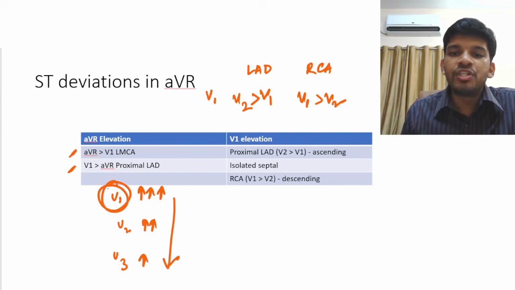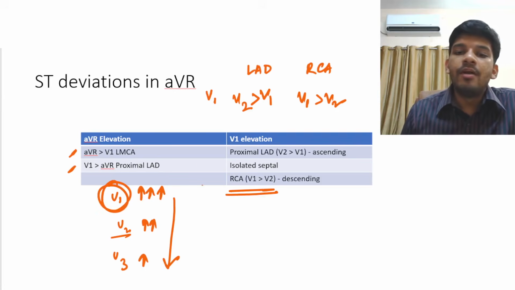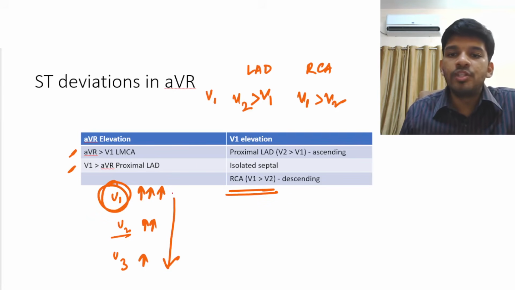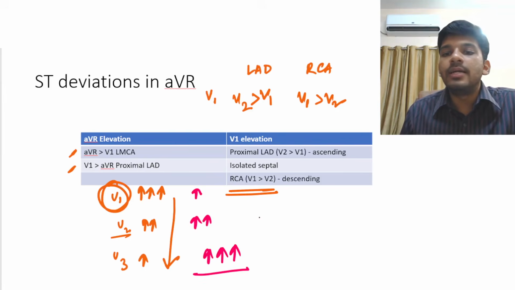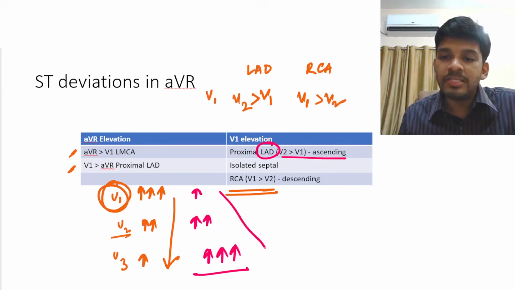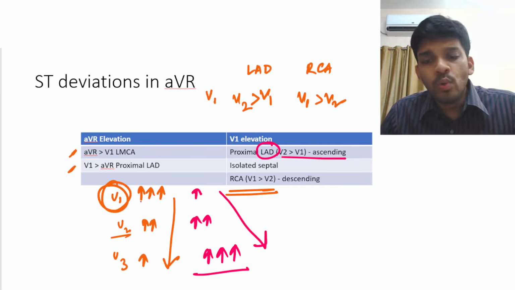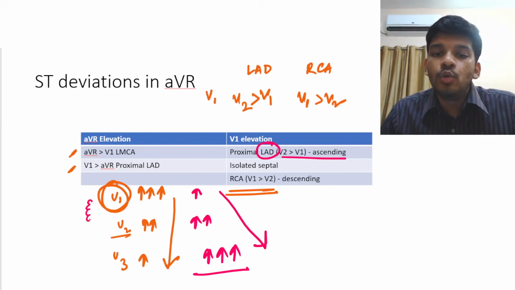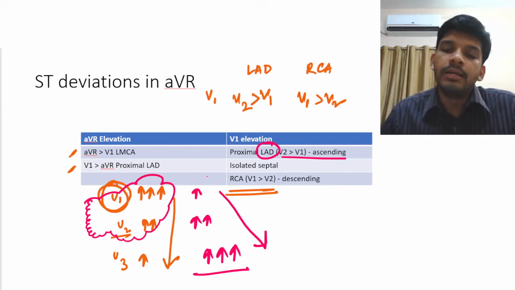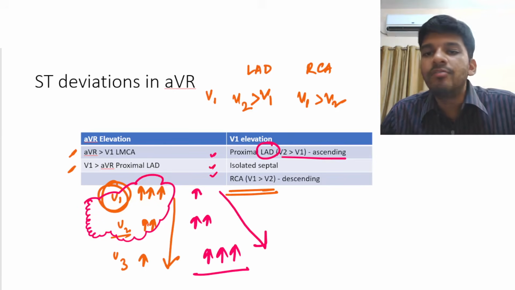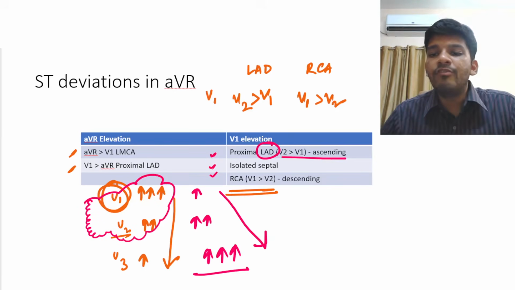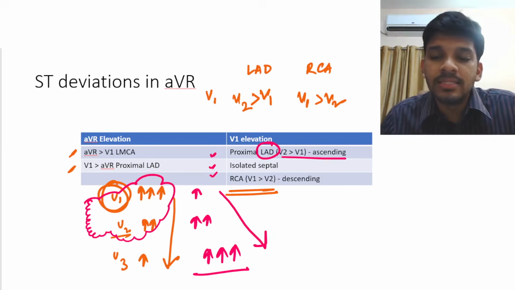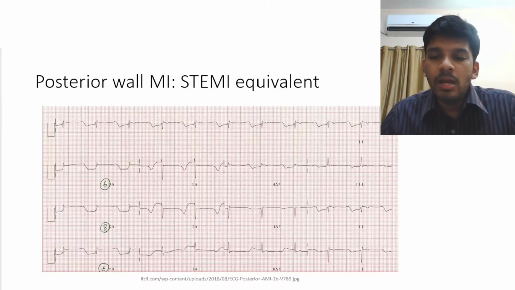So if V1 ST elevation is more than V2, that means it is likely RCA. Whereas if you get the opposite scenario in which the V1 ST elevation is minimal, V2 is more, and V3, V4 are very prominent, that usually signifies a left anterior descending or an anterior MI. So an ascending pattern of ST elevations in the precordial leads is due to the left anterior descending artery, whereas sometimes due to right wall involvement you get ST elevations in V1 and V2, that signifies RCA occlusion. Even isolated septal involvement you can get V1 elevation. So these are the cases where AVR and V1 elevation are important. I thought to discuss this since it is often relevant.